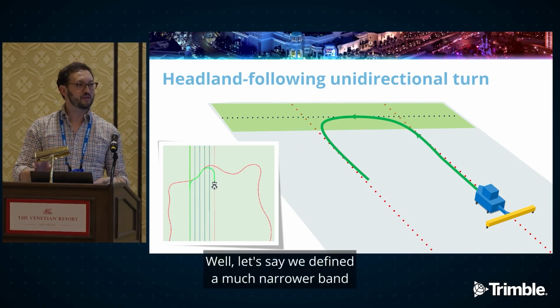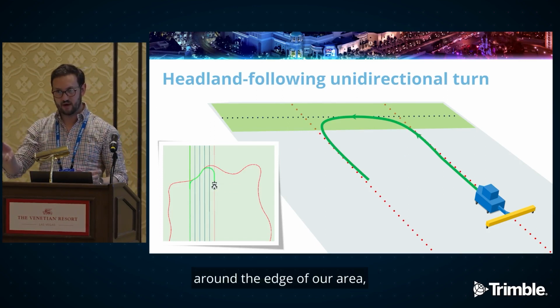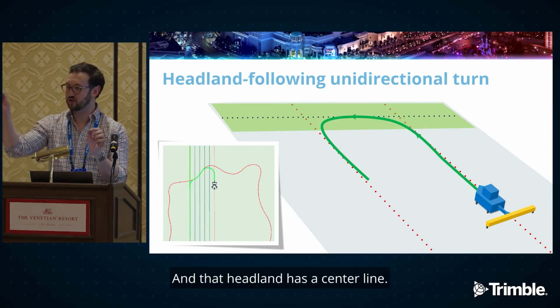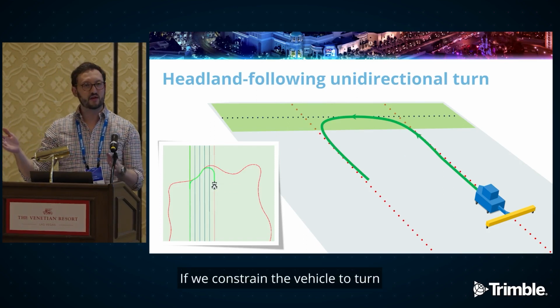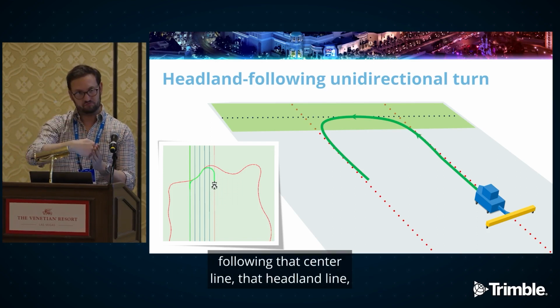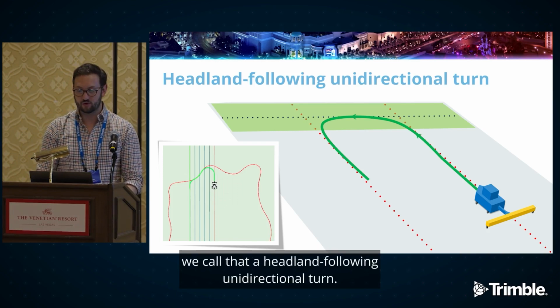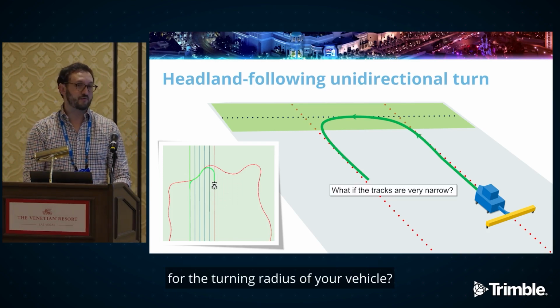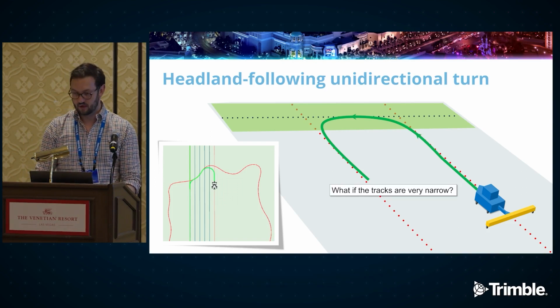Well, let's say we defined a much narrower band around the edge of our area, and we call that a headland, and that headland has a center line. If we constrain the vehicle to turn following that center line, that headland line, we call that a headland following unidirectional turn.